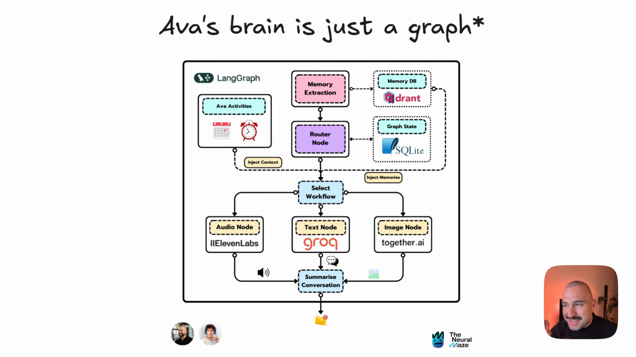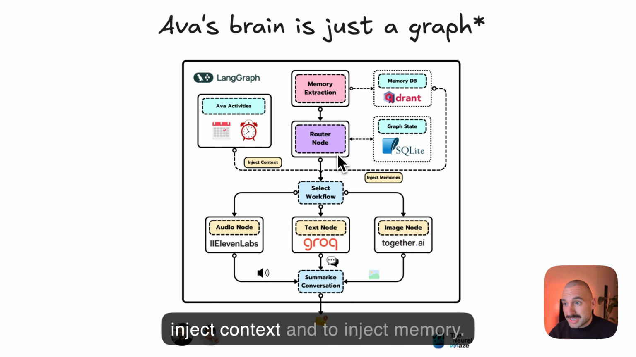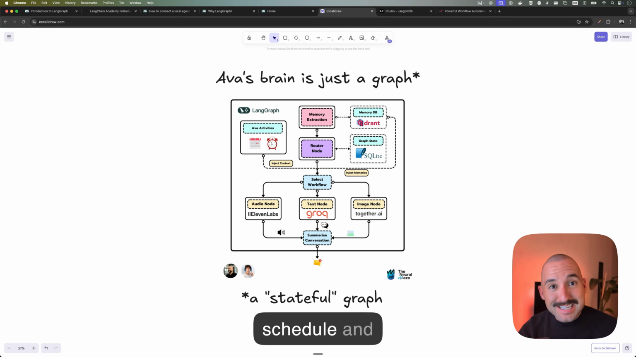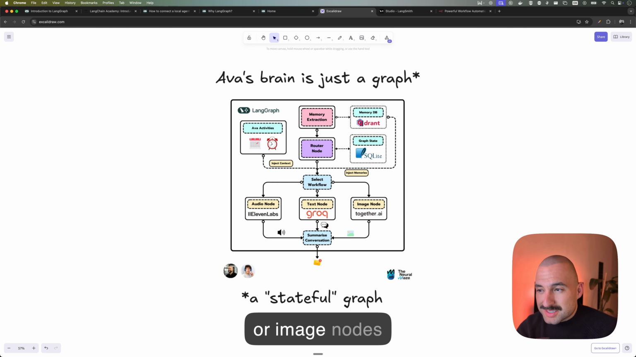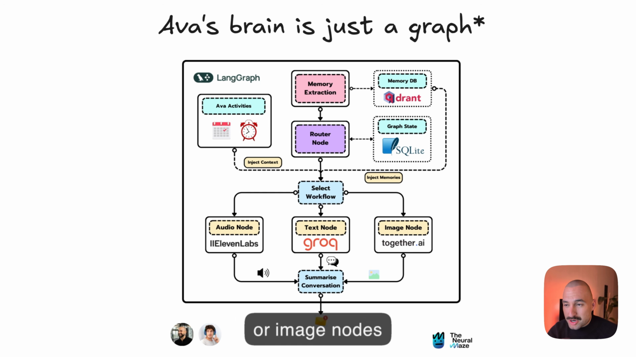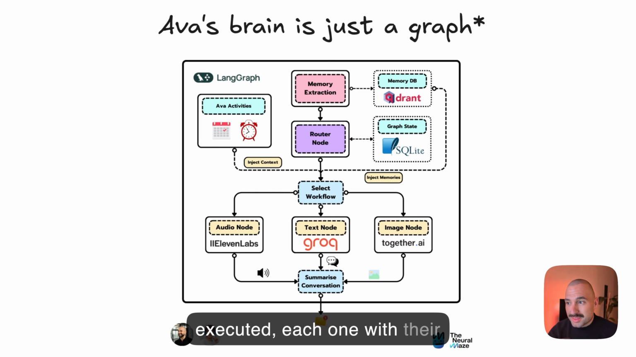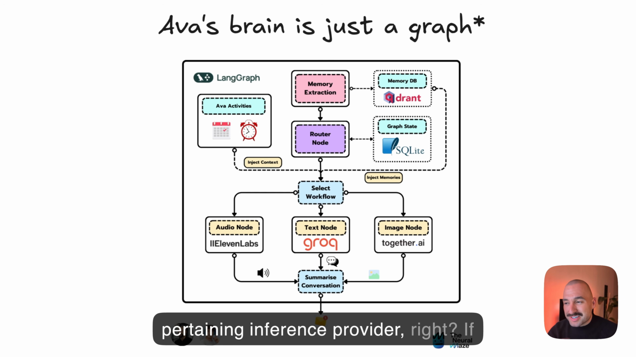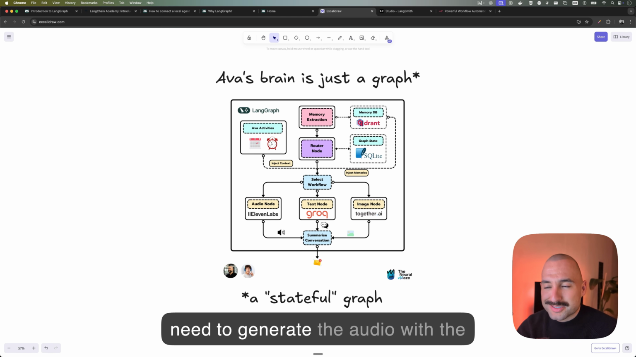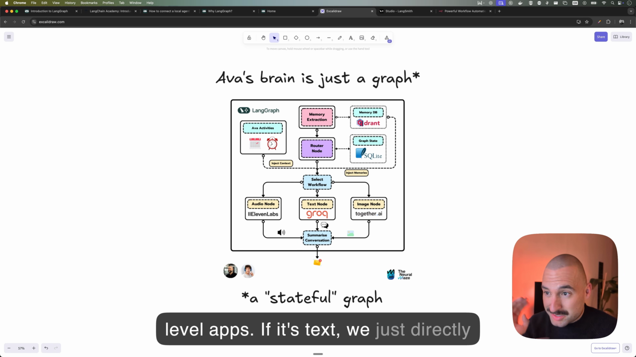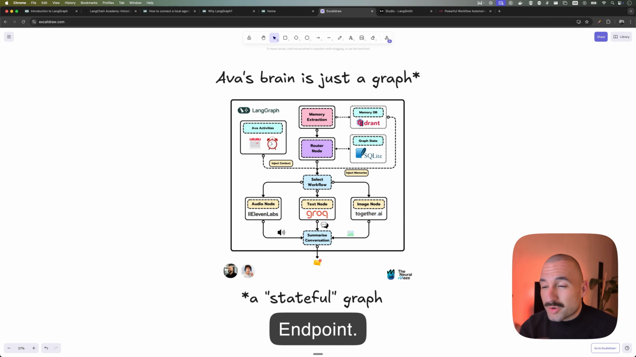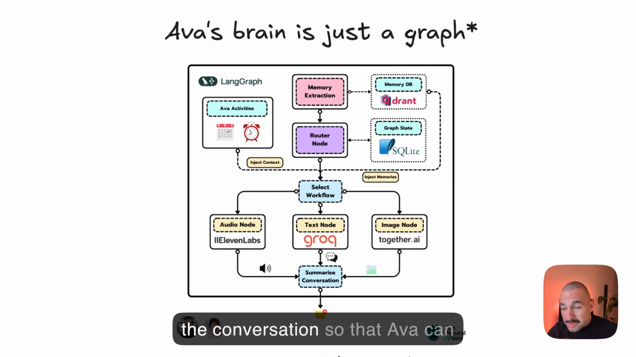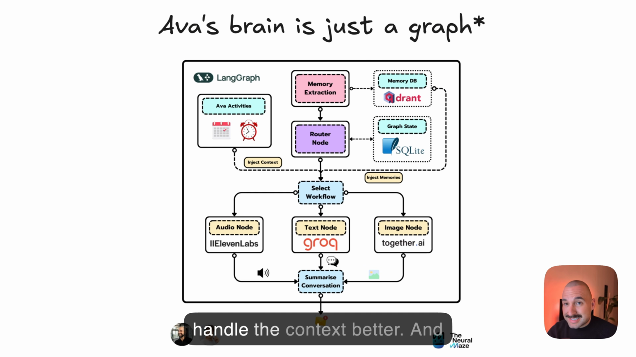And we also have other things. For example, we have a node to inject context and to inject memory. That is, for example, Ava's activities, because Ava has a daily schedule. And also we inject those memories that could be key to form an answer. And finally, once one of these audio, text, or image nodes is executed, each one with its pertaining inference provider, right? If it's an audio node, we are going to need to generate the audio with ElevenLabs. If it's text, we just directly run Llama 3.3. And if it's an image node, we will generate an image using Together AI's FLUX endpoint. And finally, we will summarize the conversation so that Ava can handle the context better.